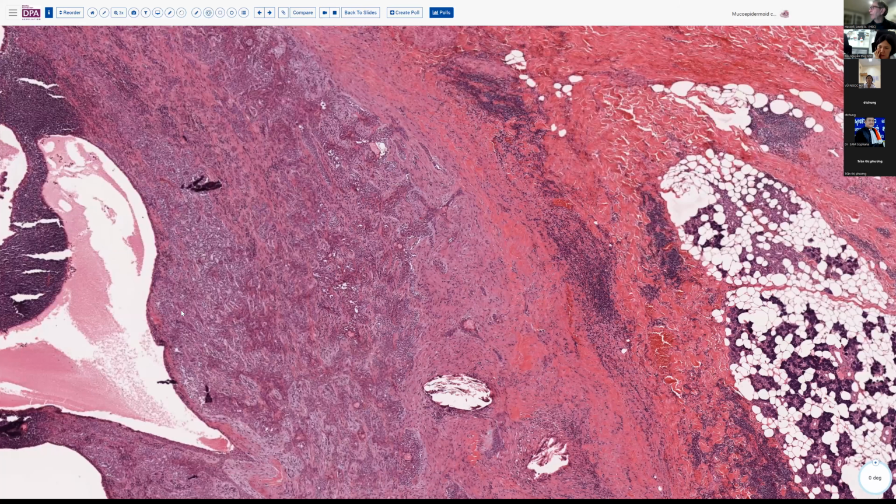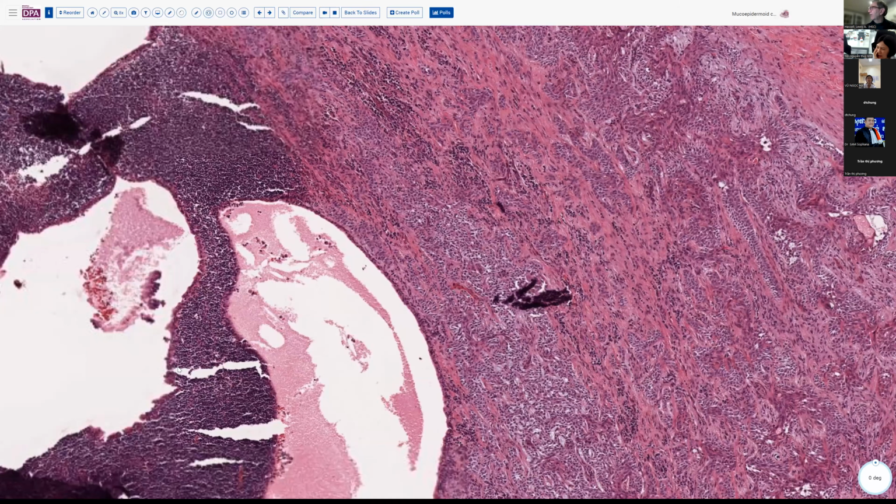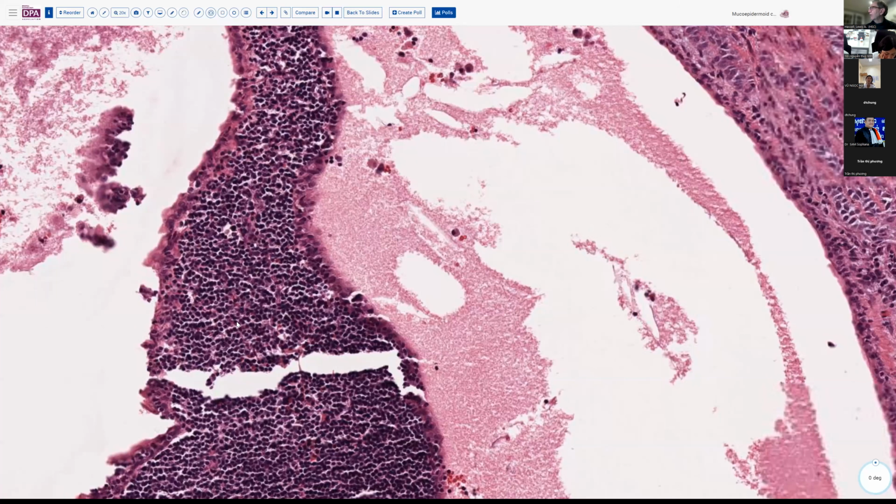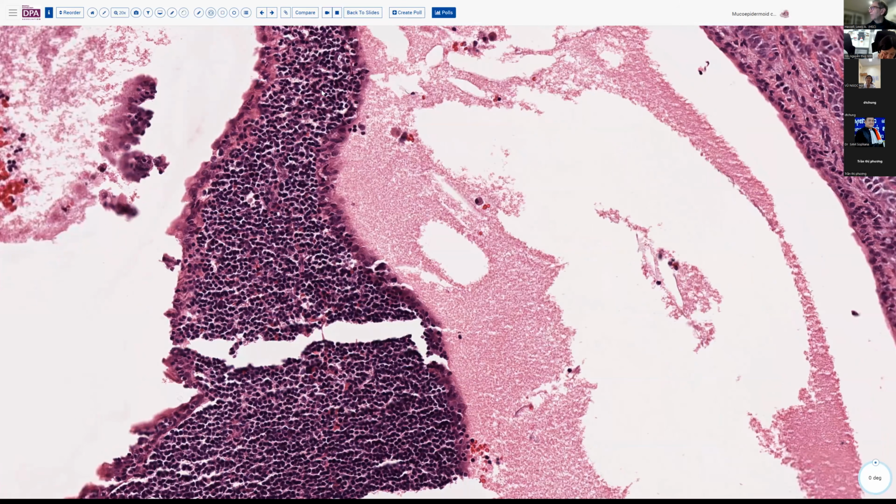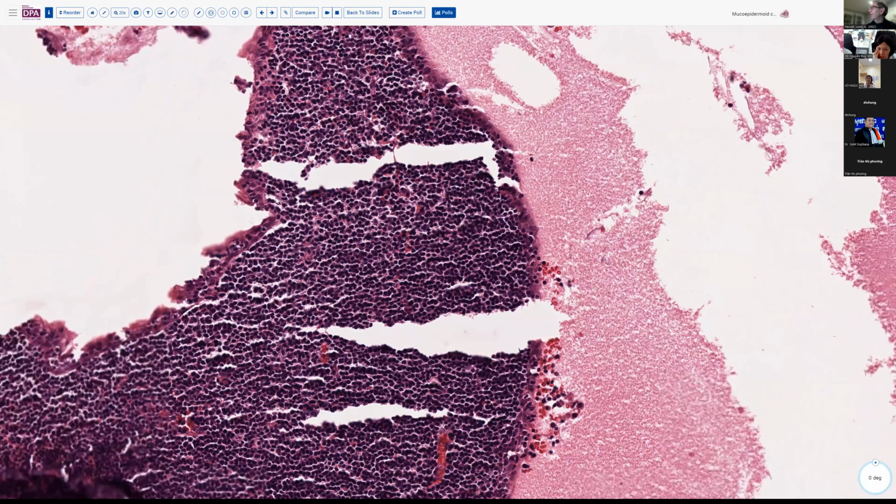Let's just take a look over here and see if we've got a more classic appearance. Yeah, we almost do have a more classic Warthin's tumor type of appearance here. If I took a picture of this, you might buy it for a Warthin's tumor, given the lymphoid stroma and relatively bland tissue here.